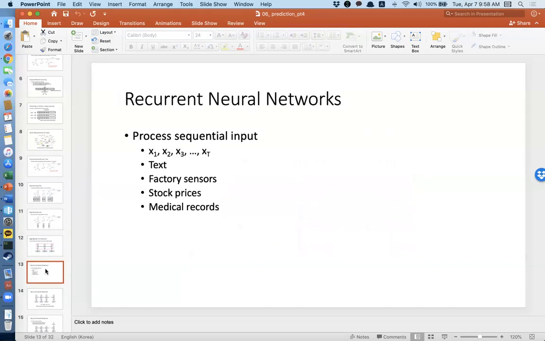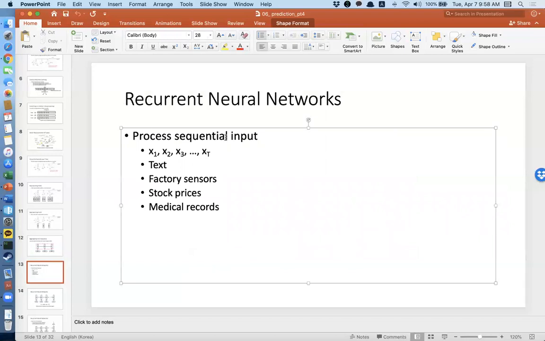An RNN is a nice way to process sequential input. When I say sequential input, it's just a sequence. There will be some input X1, and it comes after that X2, then X3, all the way to XT, which is the end of the sequence. It could be text. There is a lot of sequence information in the real world. Text is one thing, like X1 could be I love you, or I am a boy, you are a girl, something like that.